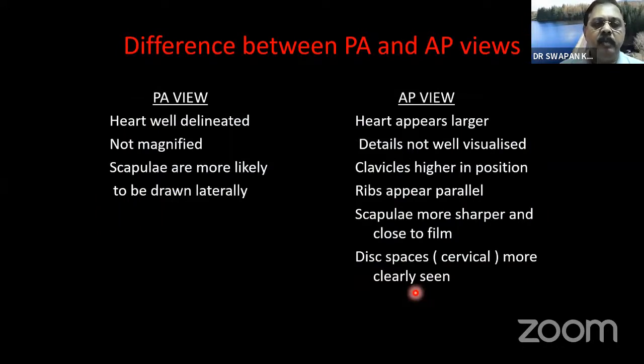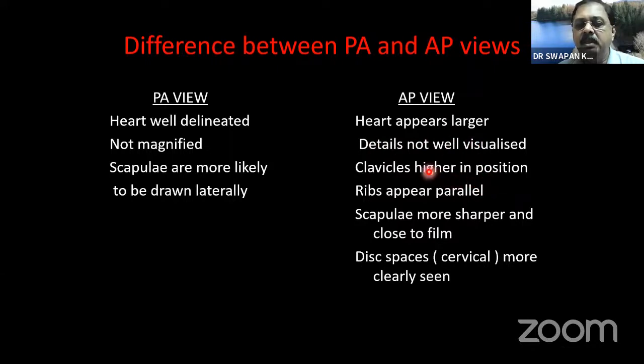In the PA view, the heart will be well delineated because it is close to the X-ray film or the cassette. The heart will not be magnified, as I have explained. The scapulae are drawn more laterally because we ask the patient to closely hold that particular X-ray plate or cassette. And in the case of the AP view, the heart will look larger, and details of the pulmonary anatomy will not be well visualized.